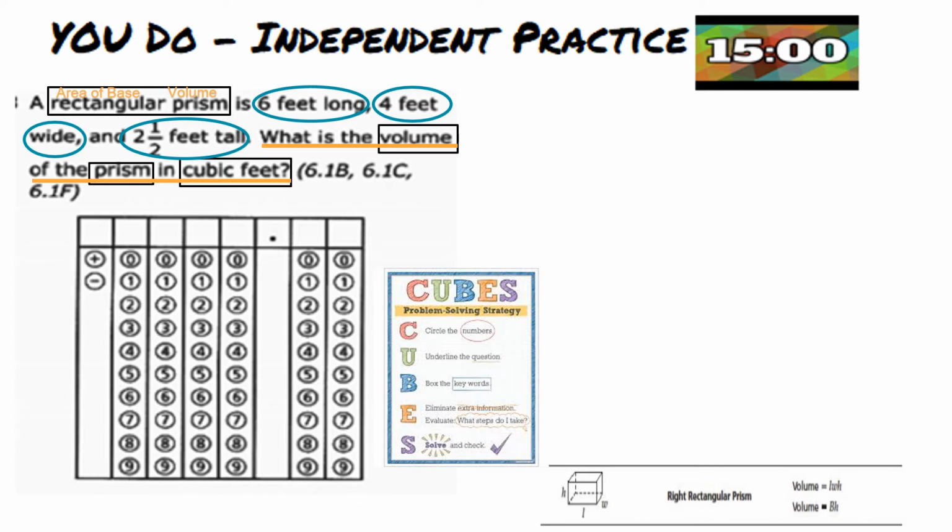Now, let's see if we can label our data along with our formula. If we look at the word long, we know that long also stands for length. So our length will be 6 feet. Our width will be 4 feet from the word wide. And our height would be 2.5 feet from the word tall.